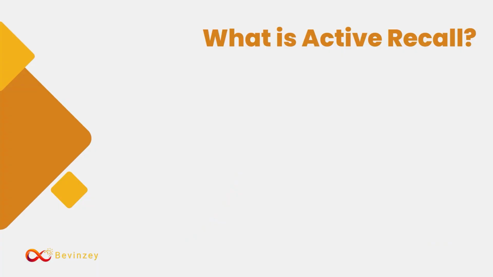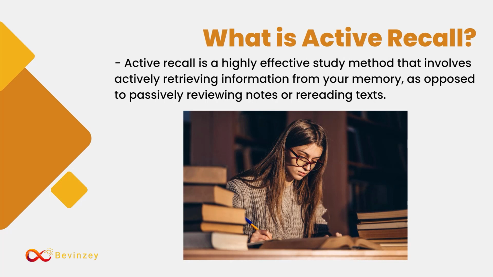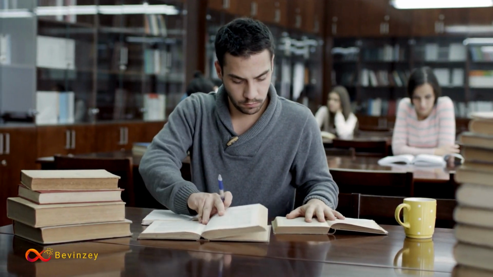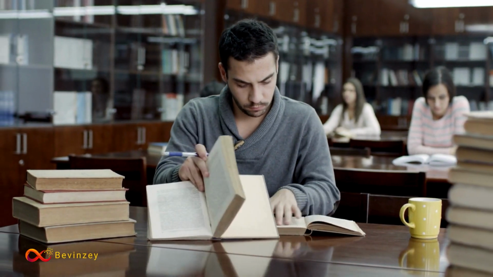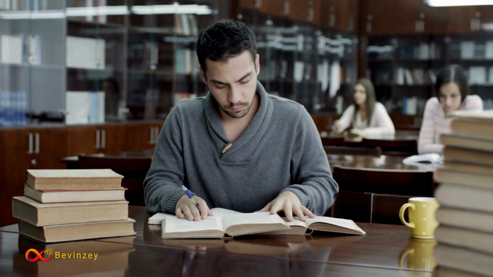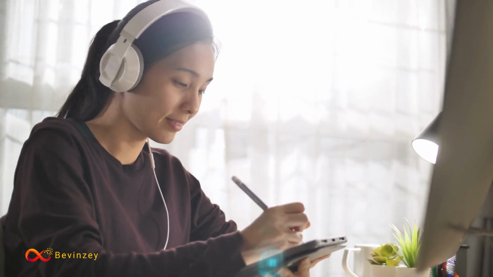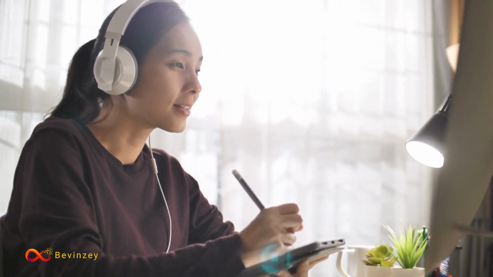So the first thing we want to examine is what is active recall. Active recall is a highly effective study method that involves actively retrieving information from memory as opposed to passively reviewing notes or rereading text. In other words, instead of simply reading through your study materials with the hopes of pushing information into your brain until it sticks, active recall challenges you to test your knowledge by asking you questions and forcing your brain to recall the answers.